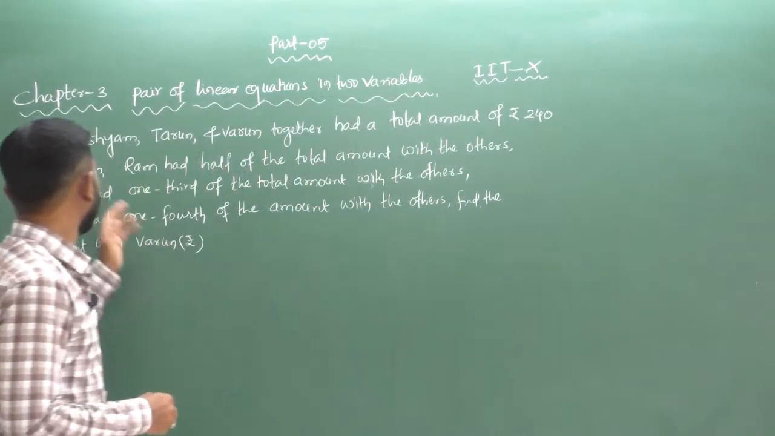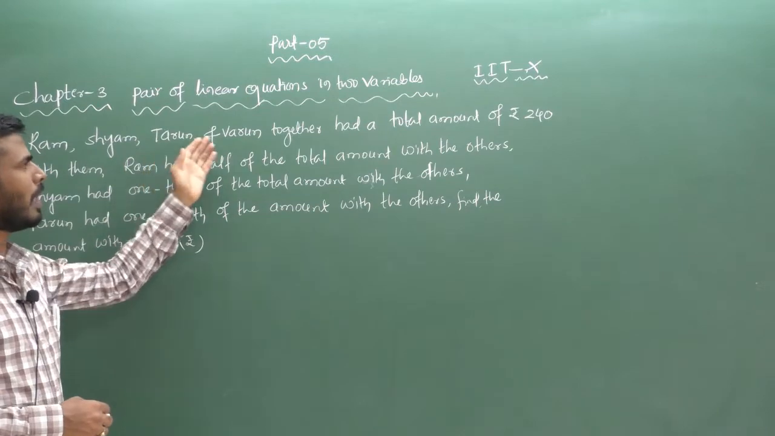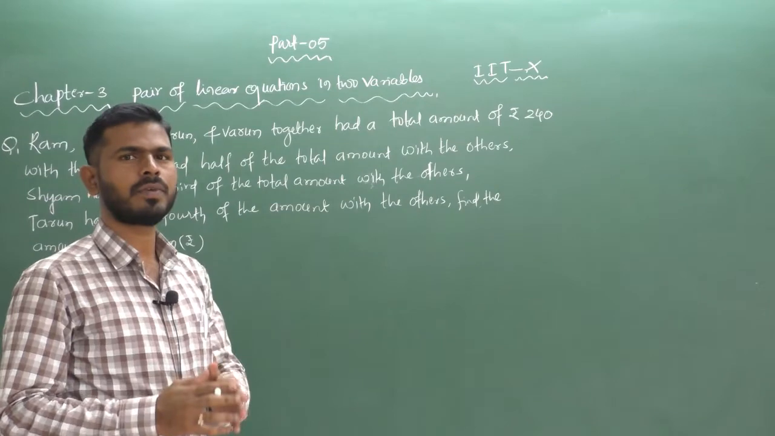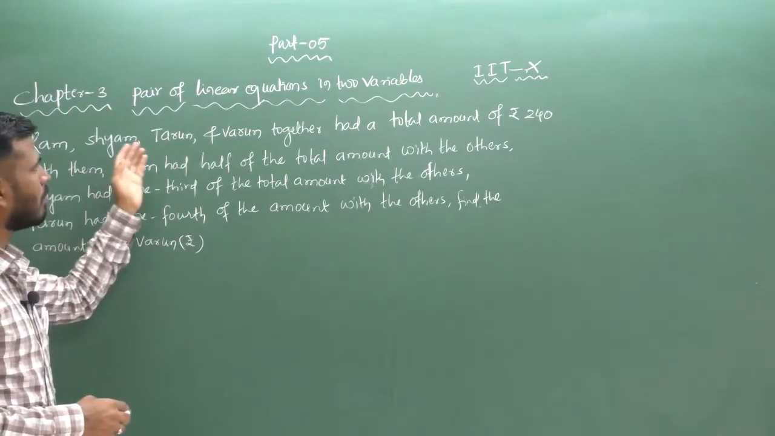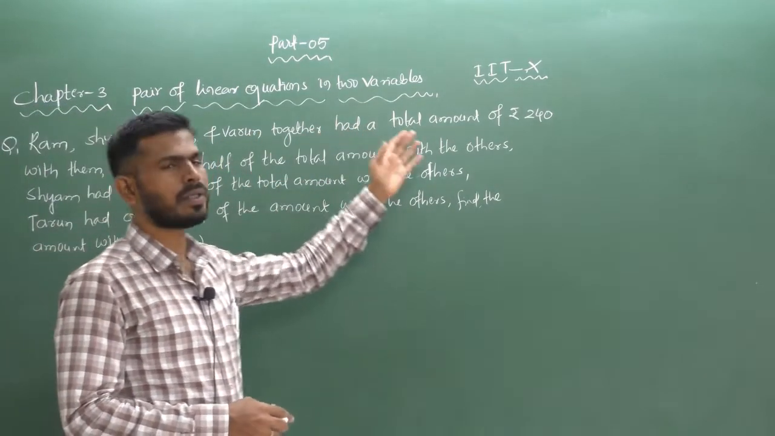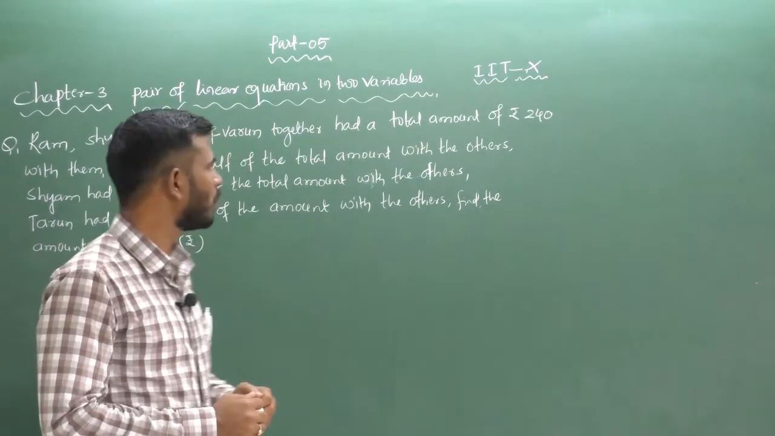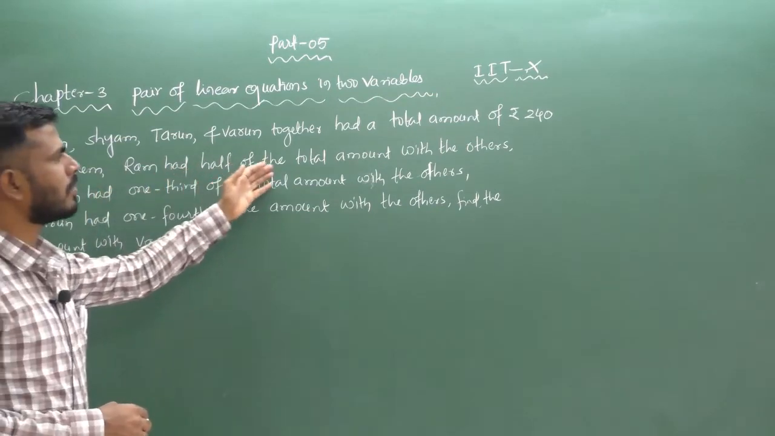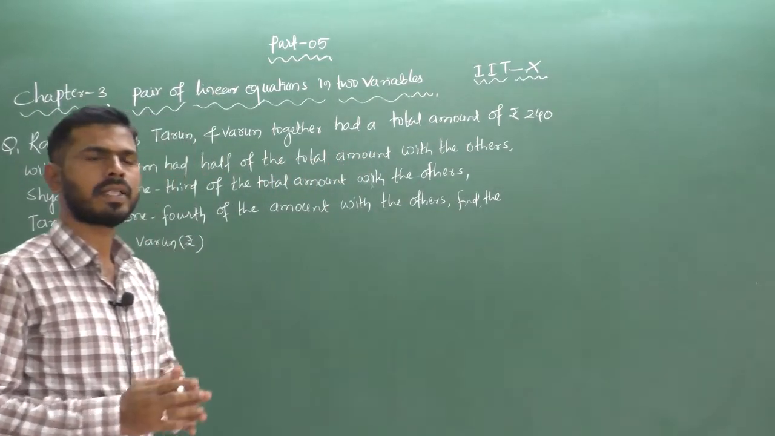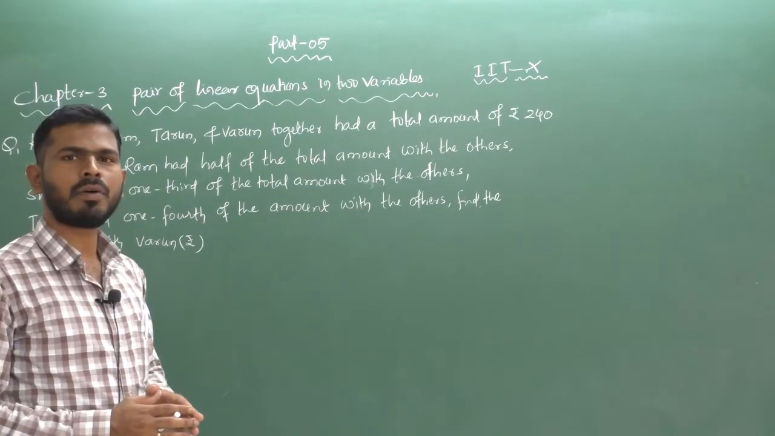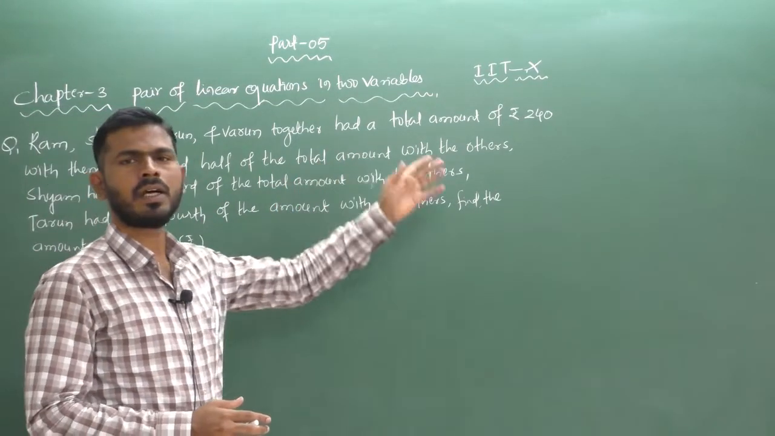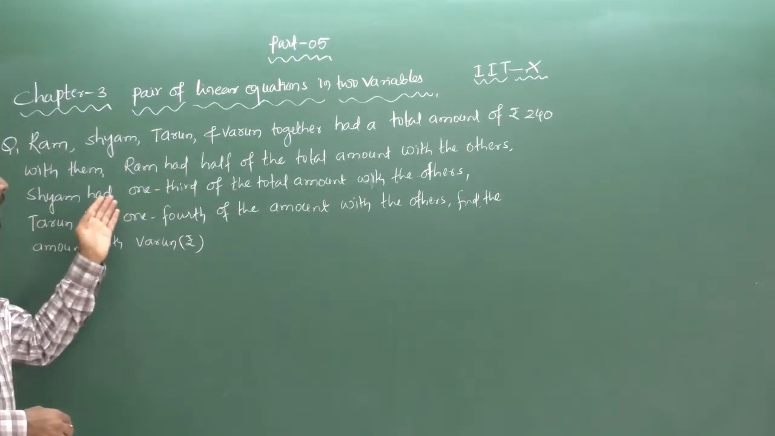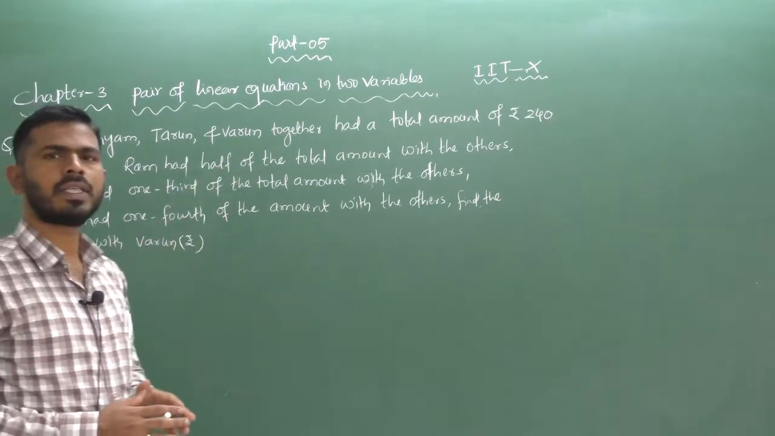Ram, Shyam, Tarun and Varun together had a total amount of rupees 240. So four members are given, and together they had a total amount of 240 rupees. Next, the first condition: Ram had half of the total amount with the others. This is the first condition.